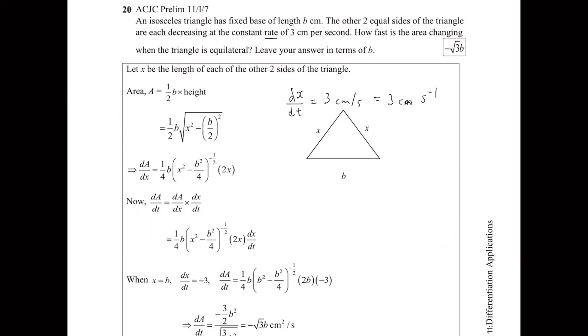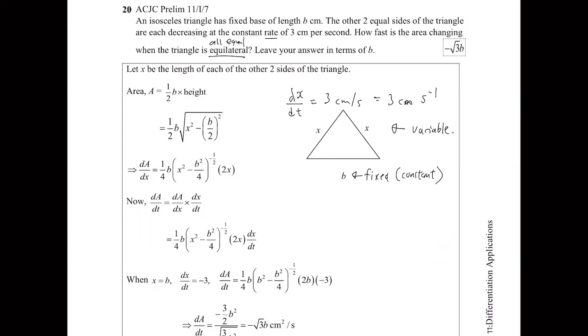Moving on, how fast is the area changing when the triangle is equilateral? So equilateral means what? All the sides are the same. That just means that the x and the b are all equal. So that's a special case. Here we consider this b to be fixed, right? Then those x's are variable. Fixed or constant.